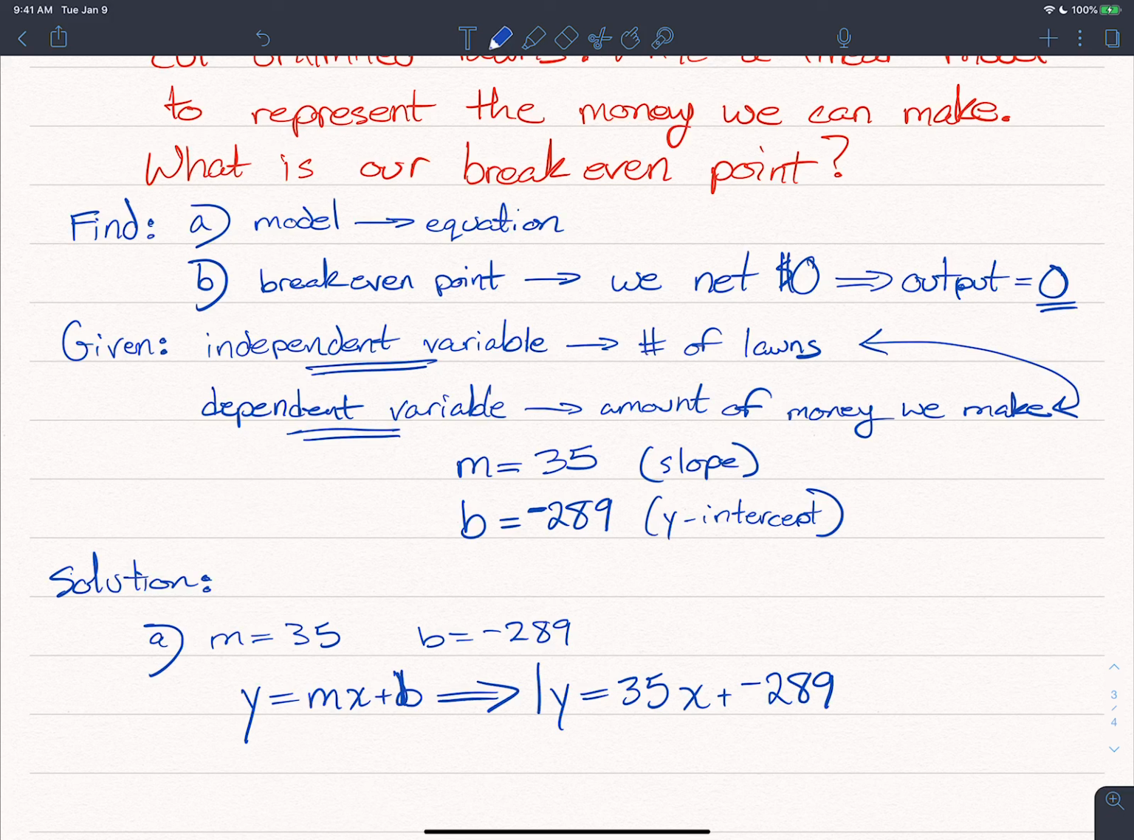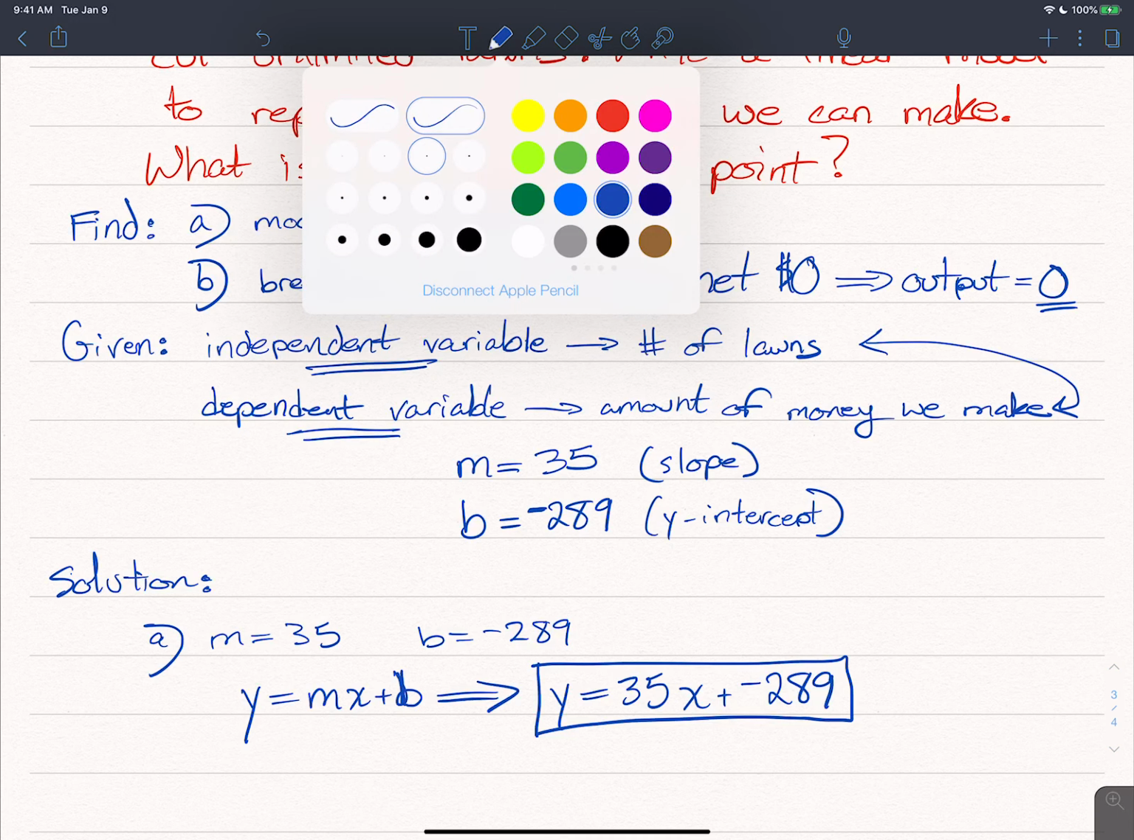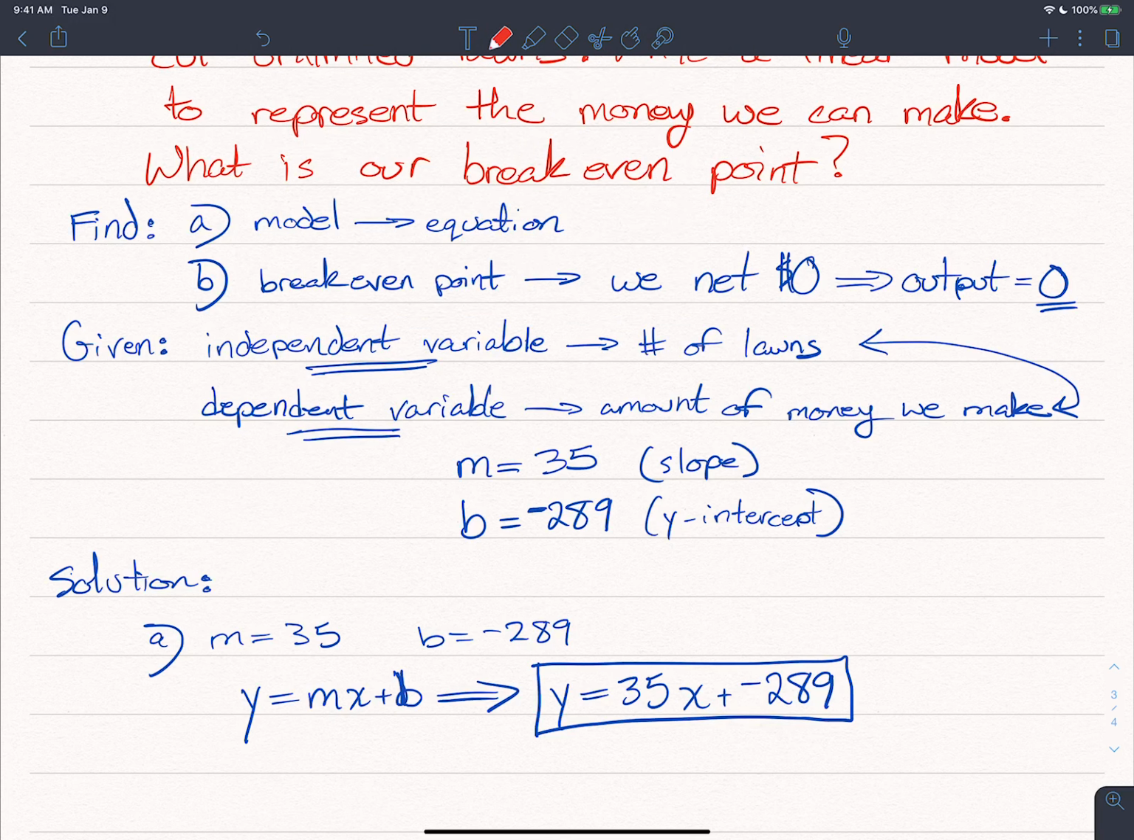And this is our linear model, because we can plug in any number we want for x. What's x going to represent? Well, it's our independent variable. What do we say our independent variable was? Our independent variable is the number of lawns that we cut. So if we plug in any number we want for the number of lawns we cut, it will get us out what?